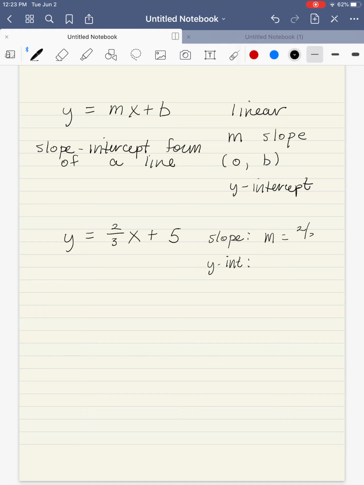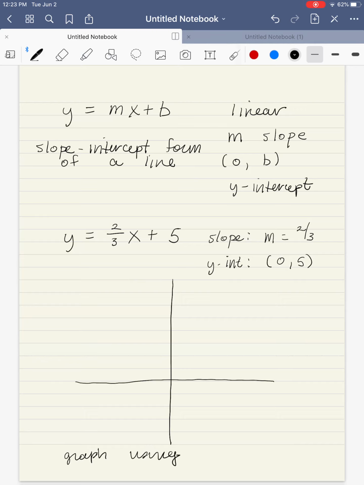All right, so we see that our slope is m equals 2/3. And my y-intercept is the point (0, 5). And we can use that information because this is in slope-intercept form. We can use this information to easily graph the equation of that line. So what we're going to do here is we're going to graph using the slope and the y-intercept.